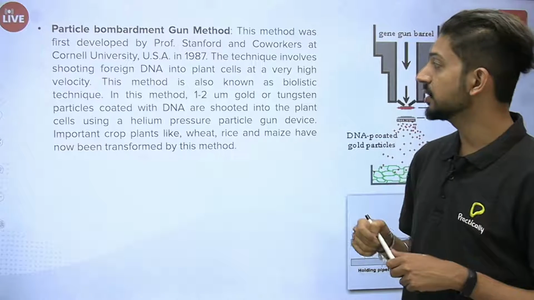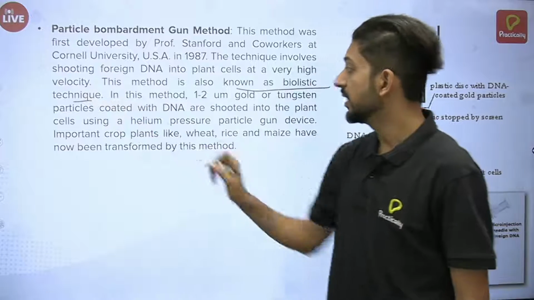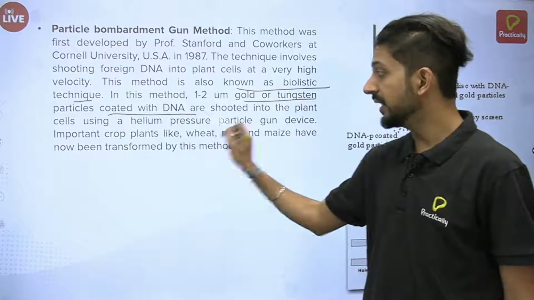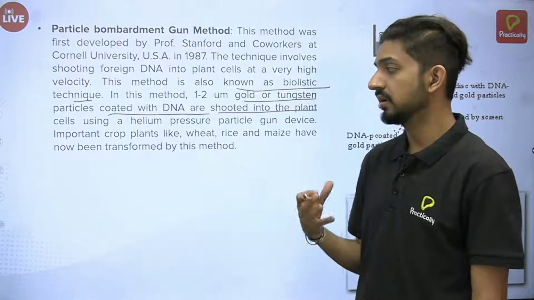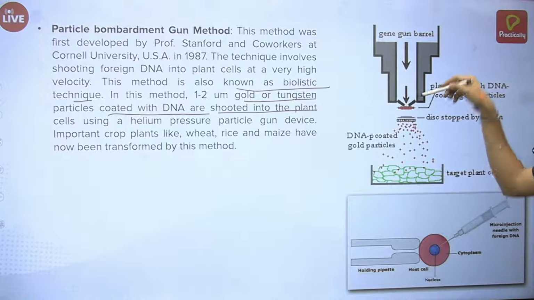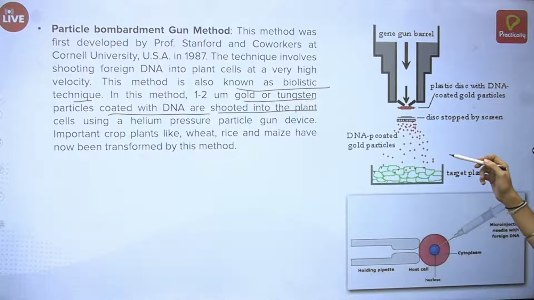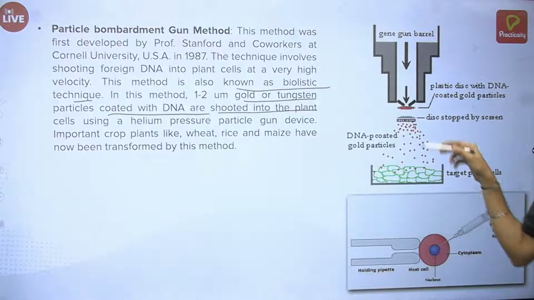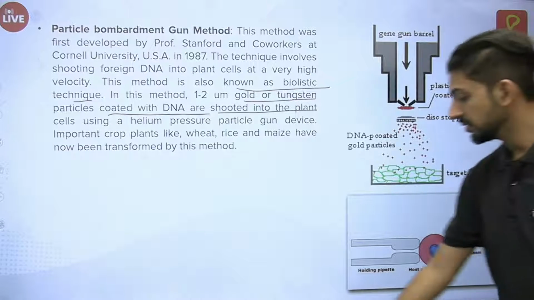What main thing you need to write is that this method is also known as the ballistic technique, in which gold or tungsten particles are coated with DNA molecules and then shot into the plant cell using pressure. As you can see, this is the gun with tungsten or gold particles. Because those are very hard, they can easily pass through the cell wall, and the DNA is directly injected into the cell. So that is the gene gun method.